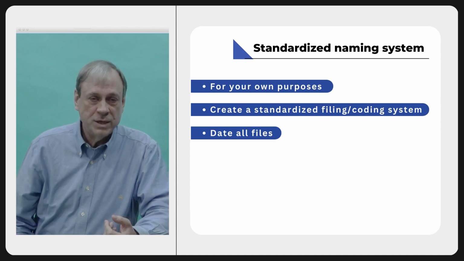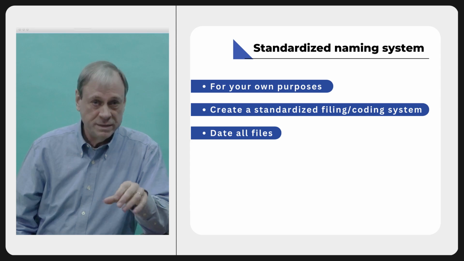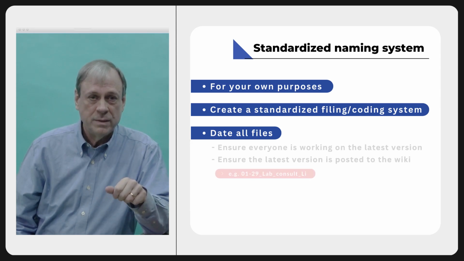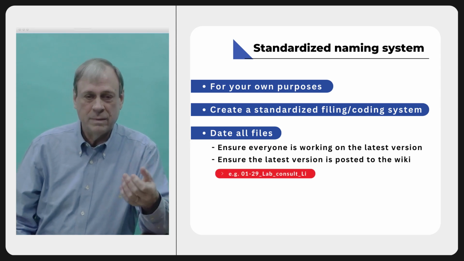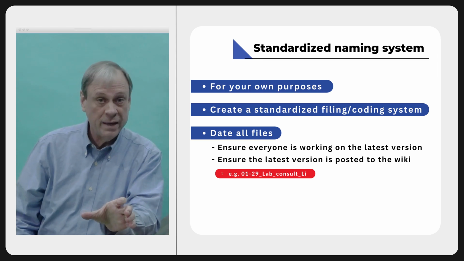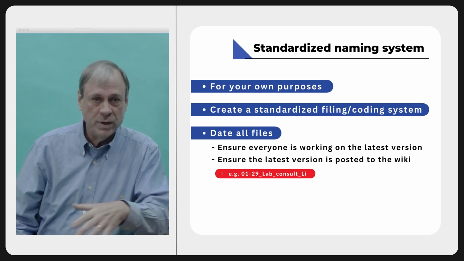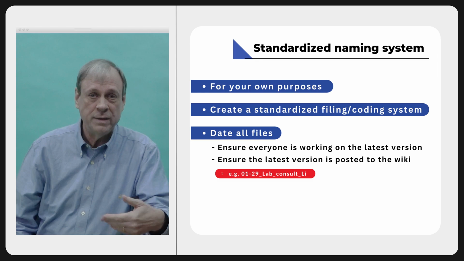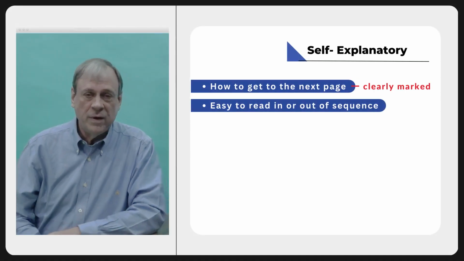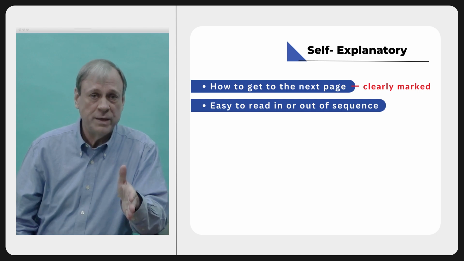So again, I suggest in terms of the files, set up very early on a standardized naming system for your files. That you have a particular format. You always put the date first, the sort of category, and then something specific, so that it's easy for everybody to follow the system and find it, and you know that you're always working on the latest version of something by the date. And again, finally, the way to move from one page to another should be self-explanatory.